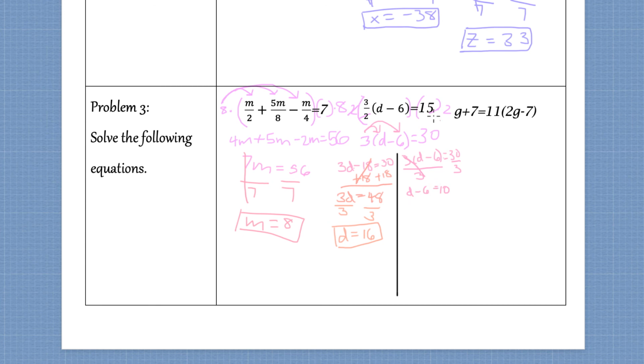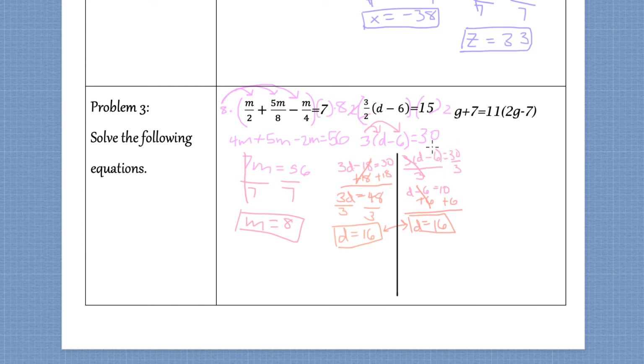And now all we have to do is add 6 over here and add 6 over here to get the d completely alone. And so we have d, and then minus 6 plus 6 is 0, and they cancel each other out. So it's just d is equal to 10 plus 6, which is 16. So that is our answer. And you can see that we got the exact same answer either way we did it. And so they're both right.